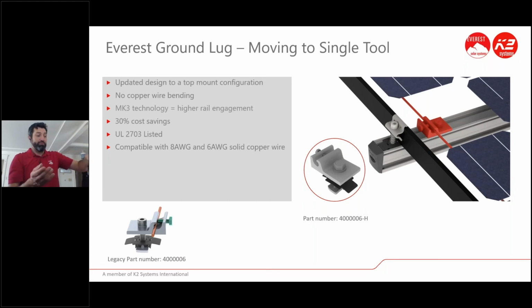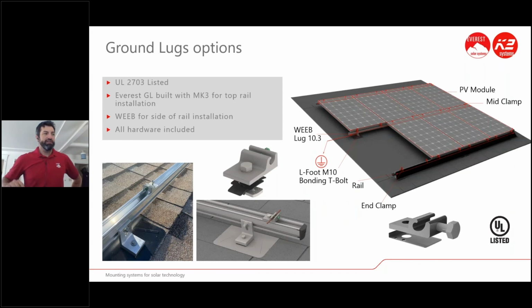It's a pretty dramatic price difference from the existing system we had, which is a side slotted ground lug. So you don't have to bend the wire up. This allows you to install it on the top channel like you see there. We still are going to offer our side ground lug, which is the 10.3. That is the original ground lug that we have now.